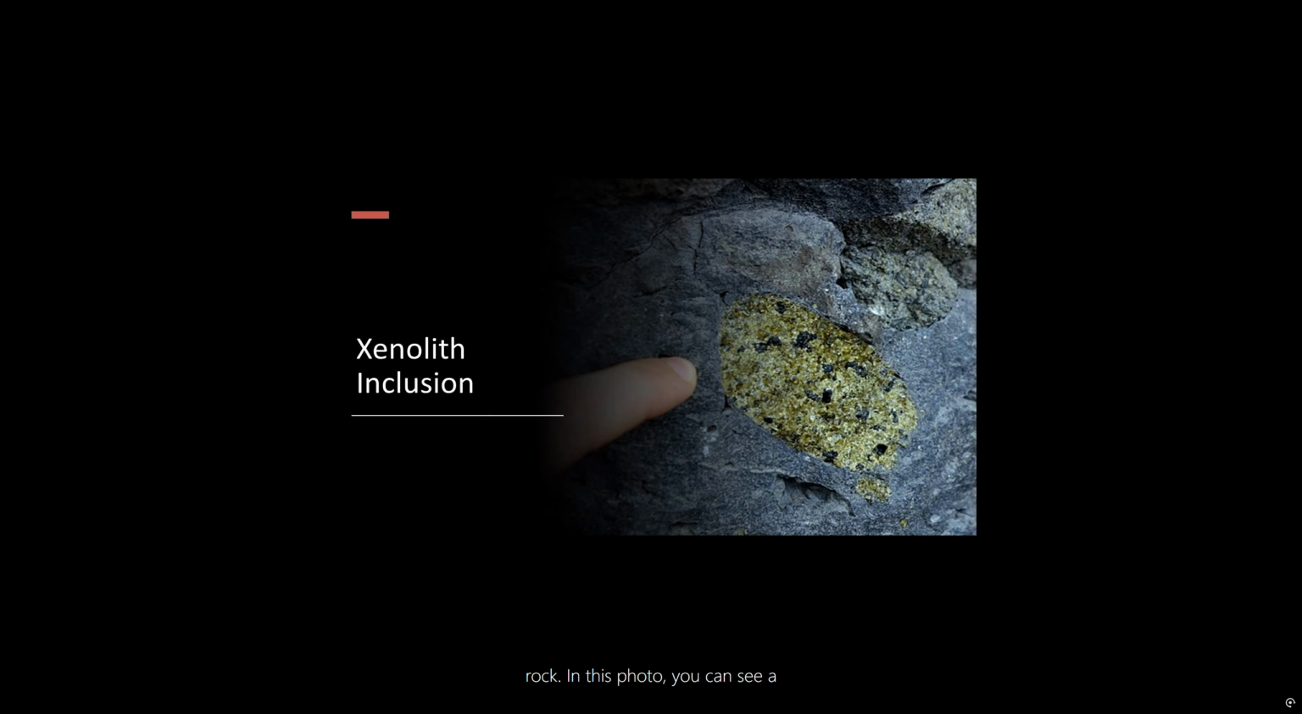In this photo, you can see a xenolith of green peridotite in a black basalt. So, from what you know now, which one is older? If you said the xenolith is older, you are correct.